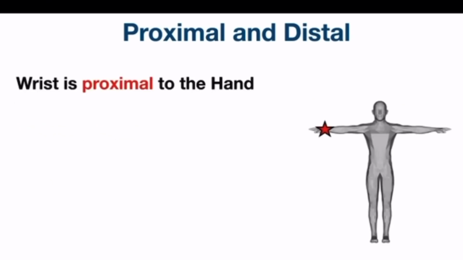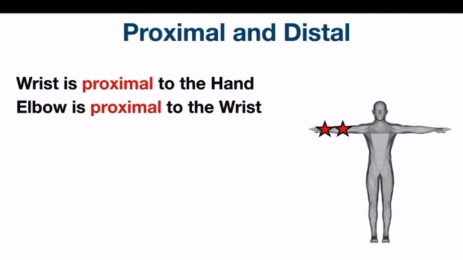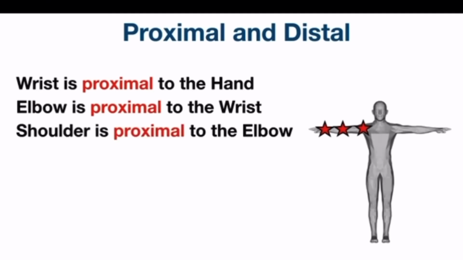The wrist is proximal to the hand because the wrist is closer to the trunk than the hand is. The elbow is proximal to the wrist because the elbow is closer to the trunk. And the shoulder is proximal to the elbow because the shoulder is closer to the trunk. Remember, proximal means toward or closer to the trunk.